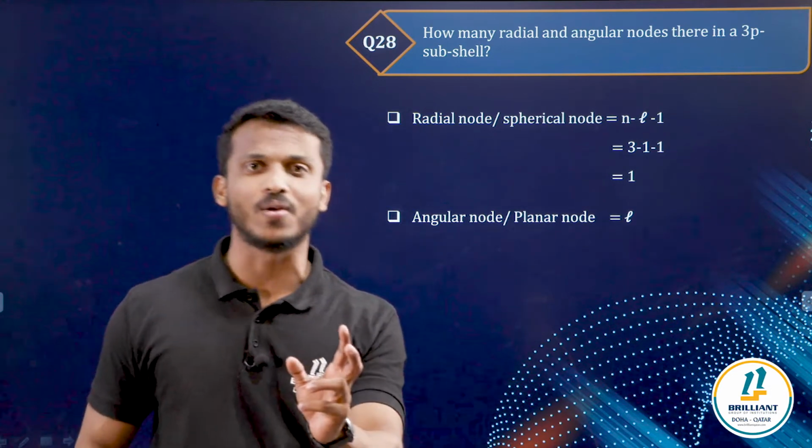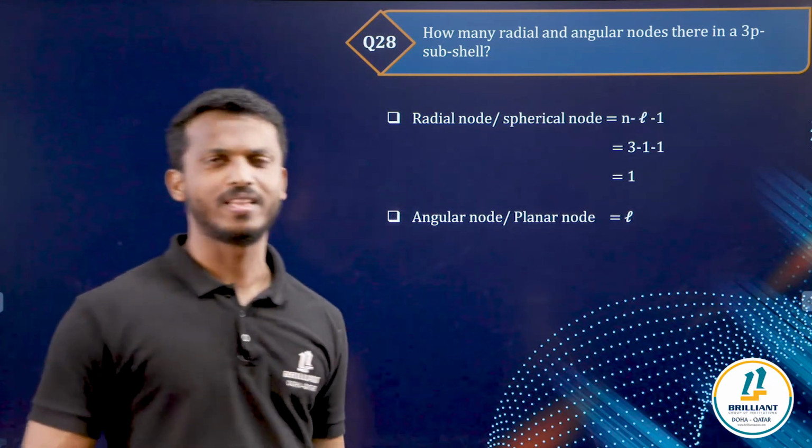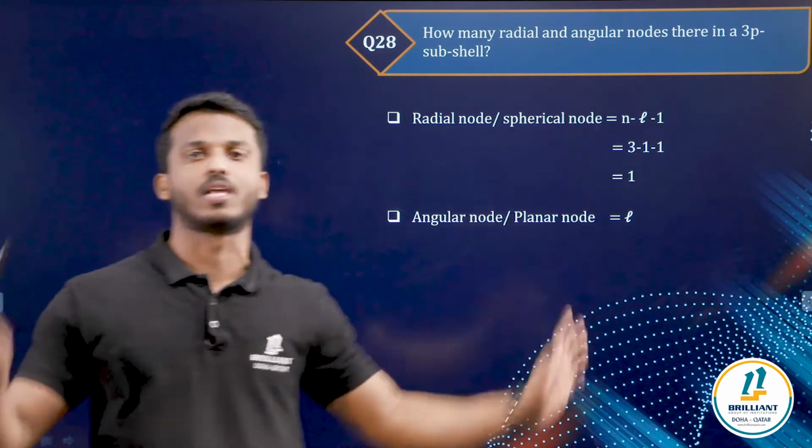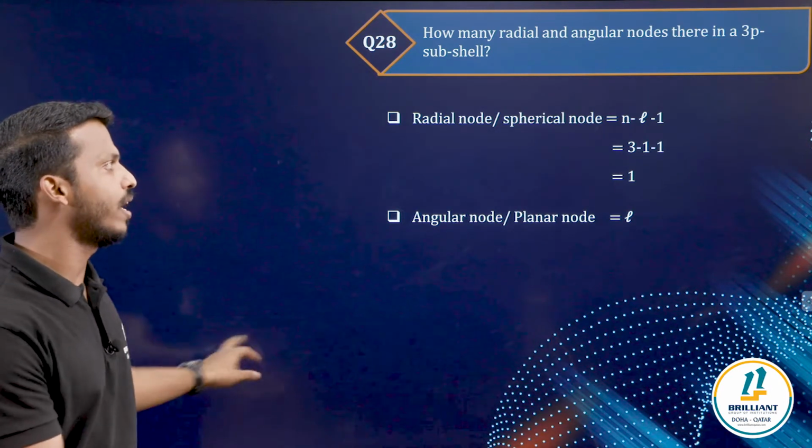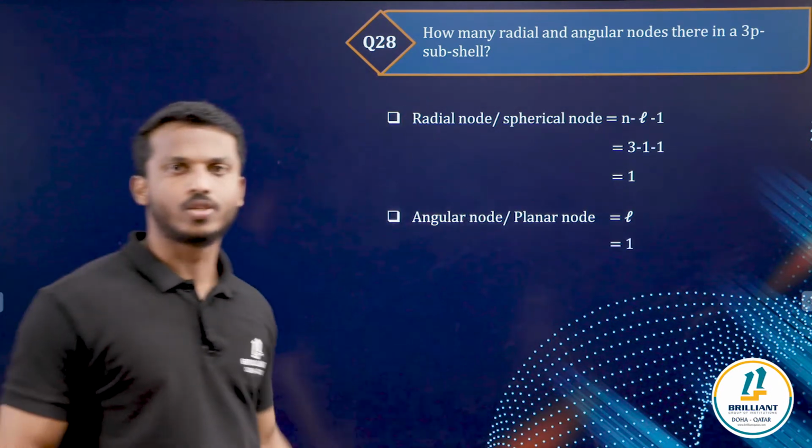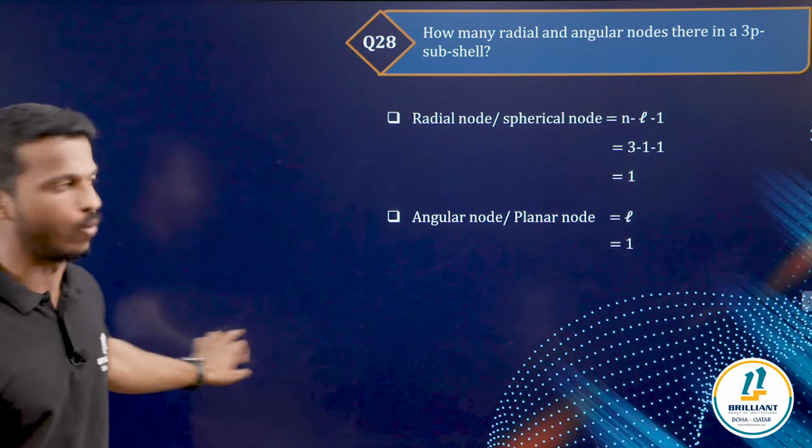What is the equation to calculate angular node? Dear all, angular node is also known as planar node. The equation is just l, the azimuthal quantum number. So what is the azimuthal quantum number for p orbital? 1. So there is 1 radial node and 1 angular node.